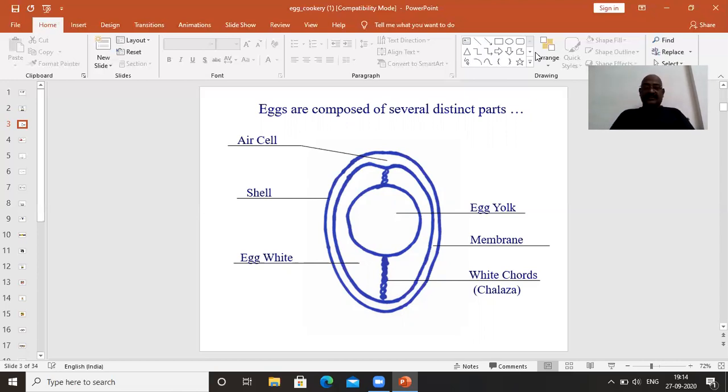When selecting for freshness of egg, we shake the egg or dip it in water. If it floats, it is not a good quality egg. If it dips in the water, it is a good quality egg. At the same time, when you shake the egg and a lot of sound comes, that means the egg is spoiled. The air cell will be vacuumed with more air, and the inner parts of the egg are spoiled. This is how we check the freshness of egg.